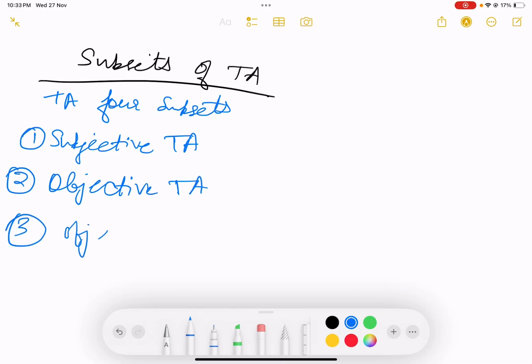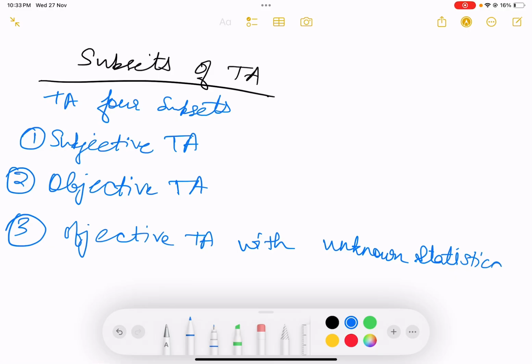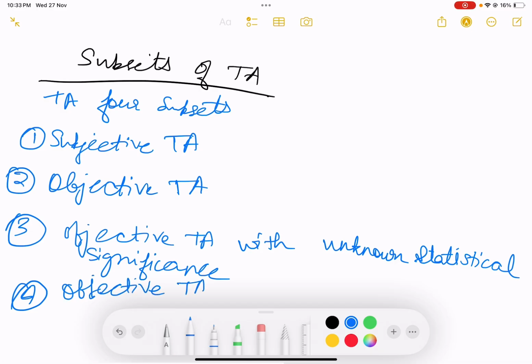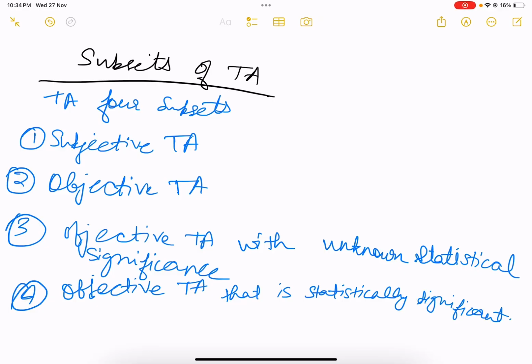In the third, you will have objective TA with unknown statistical significance. And the fourth one would be objective TA that is statistically significant. So these are the subsets of technical analysis. The first is subjective technical analysis, the second is objective technical analysis, then objective technical analysis where we do not know the statistical significance, and then objective technical analysis that is statistically significant.